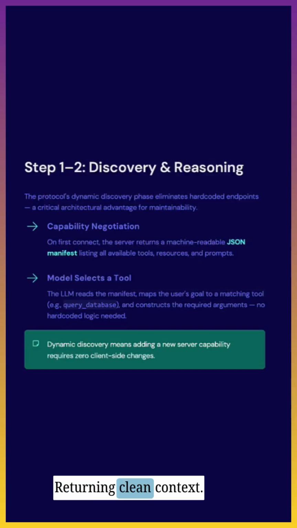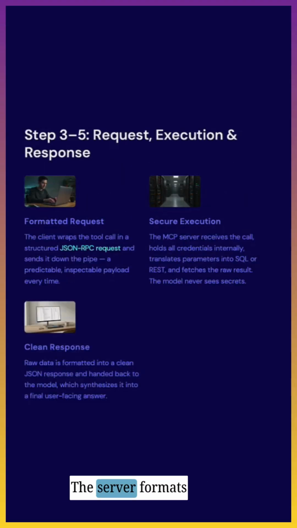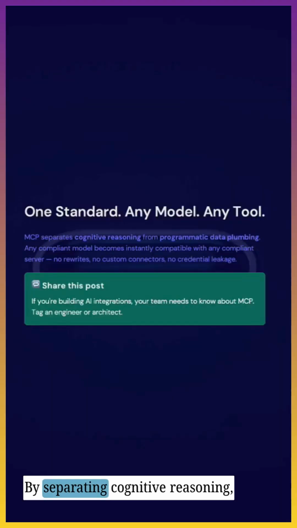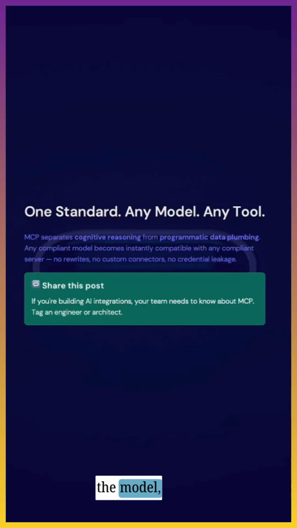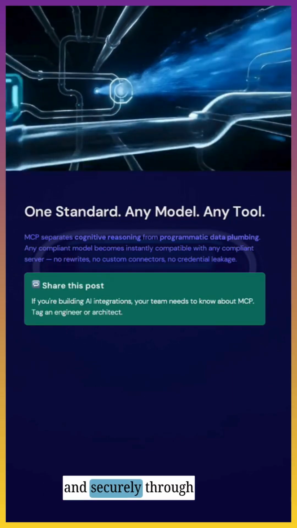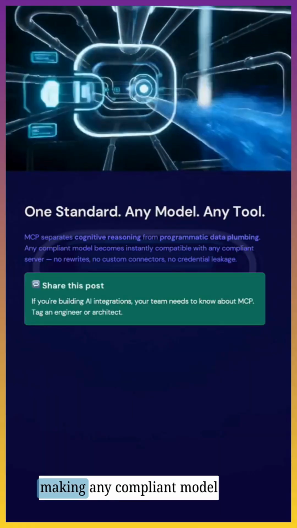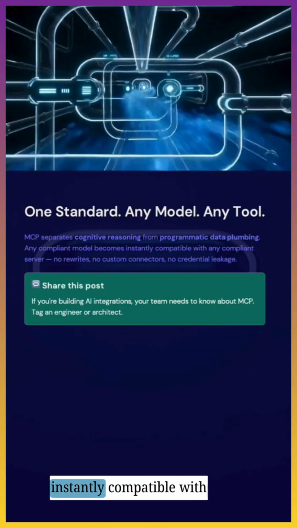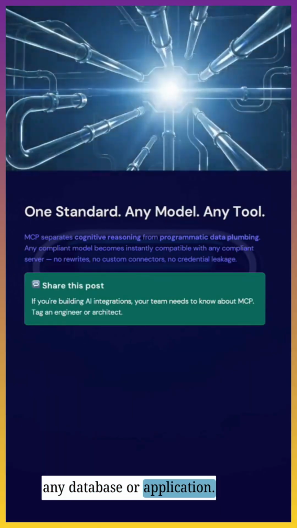5. Returning clean context. The server formats the raw result into a clean, structured JSON response and sends it back up the pipe. The client hands this text to the model, which synthesizes it into a final answer for the user. By separating cognitive reasoning, the model, from programmatic data plumbing, the server, MCP ensures that data flows predictably and securely through a single standard interface, making any compliant model instantly compatible with any database or application.